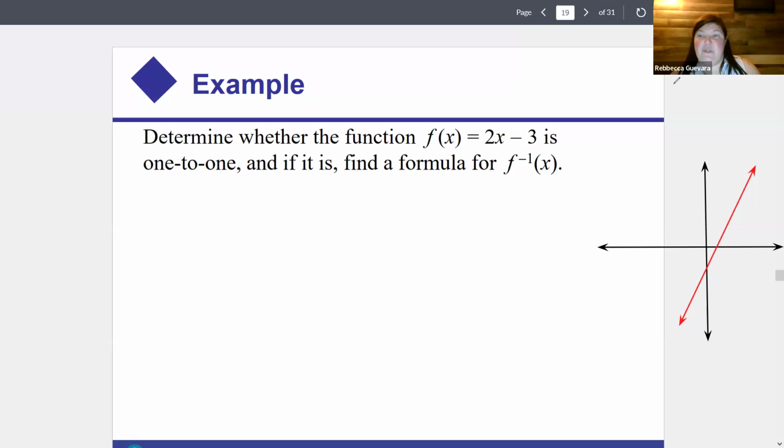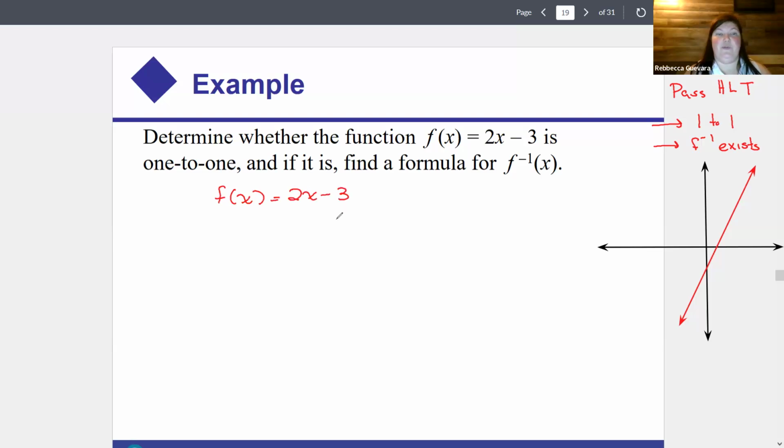So what we see is this is going to pass the horizontal line test. That means that it is one-to-one. That means there is an inverse. So what we have here is f(x) equals 2x minus 3. So our first step is to replace f(x) with y.